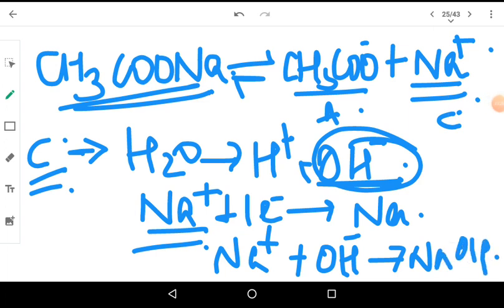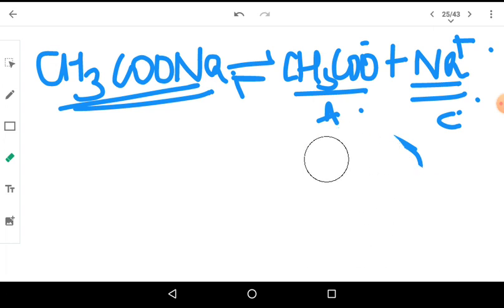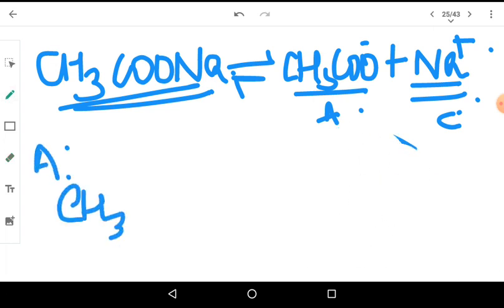NaOH is also produced along with the sodium atoms that are formed. So the solution overall is going to be basic. Now let us see what will happen at the anode. At the anode we have CH3COO minus. So this will undergo oxidation.